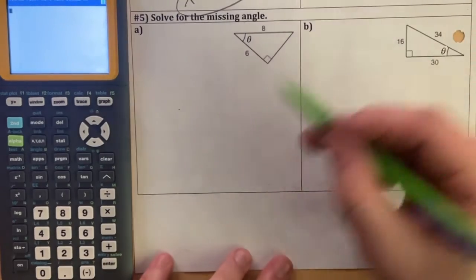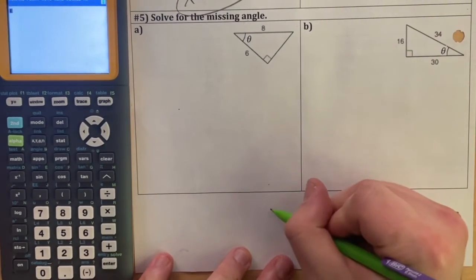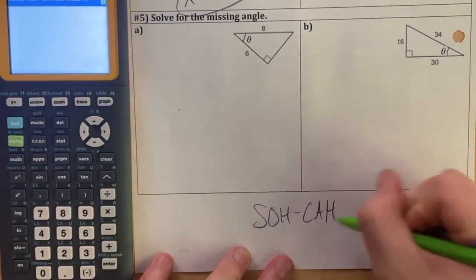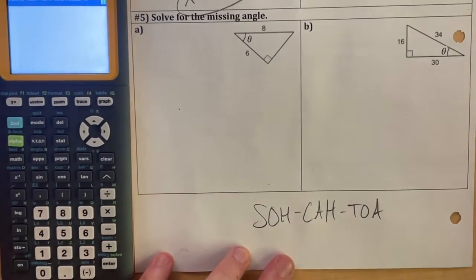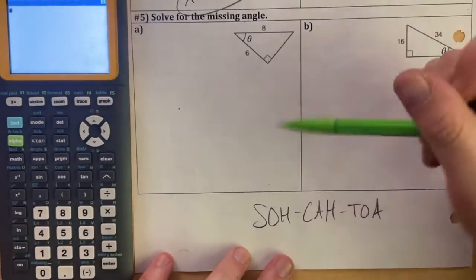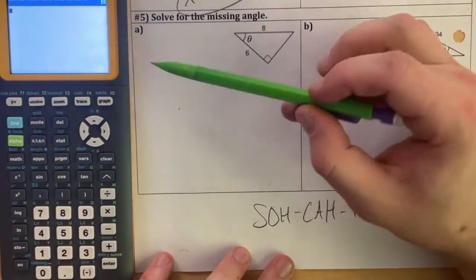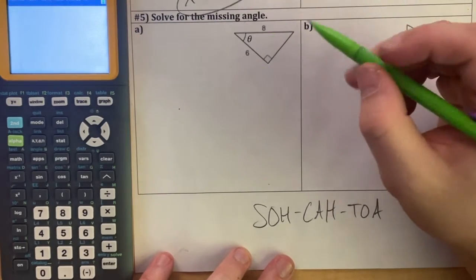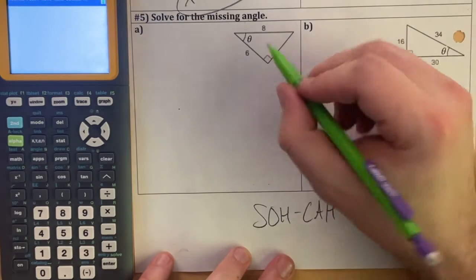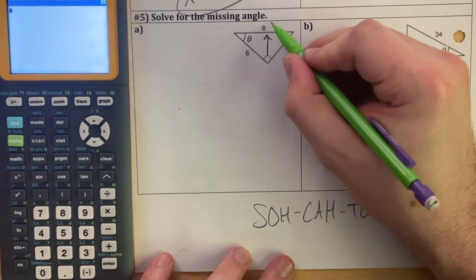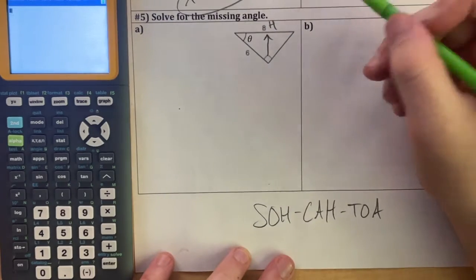So again, have your setups down here as well. Again, SOHCAHTOA, so that way you can use those identities for yourself. All right, so it says solve for the missing angle. Again, we use those same setup where we label first, pick your ratio, and then we use those inverse operations to solve. All right, so I have side opposite of my right angle is hypotenuse, so 8 is hypotenuse.